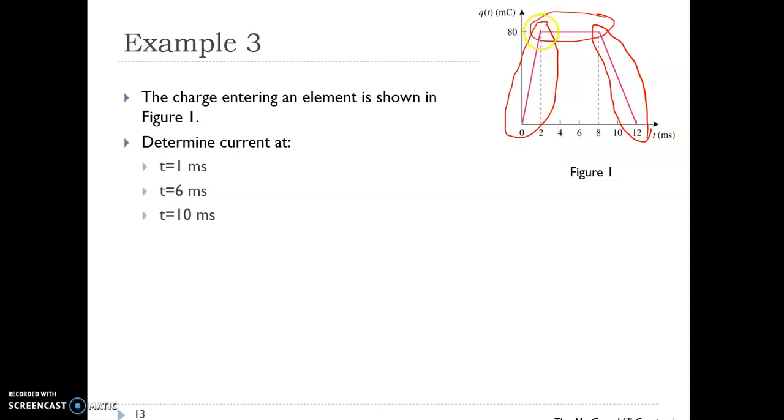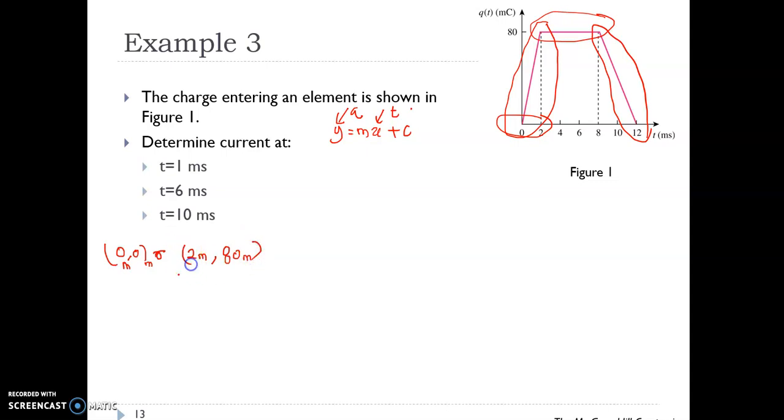Okay, so what is the equation that we should use? If you notice here, this is a slope. Okay, so you know that from your maths class, the equation is y equals to mx plus c, where your y is your q and your x is your t. So let's say from 0 until 2, you have this line, right? So what you need to do is to find the slope first. So the points are 0, 0, and 2m, 80m, both are in milli.